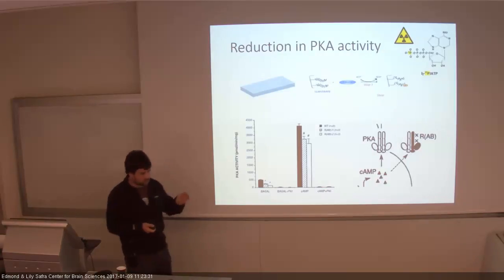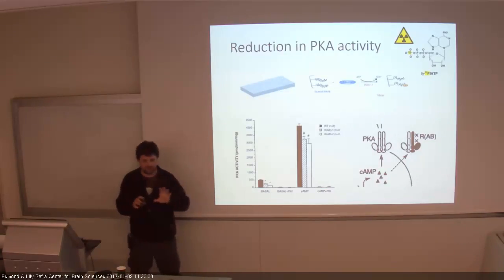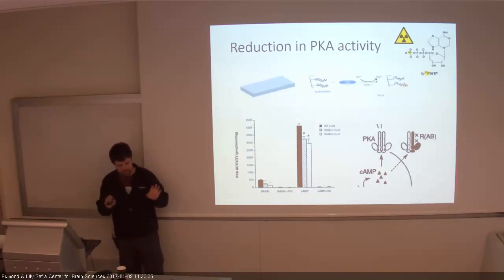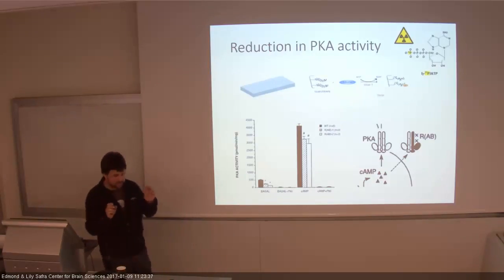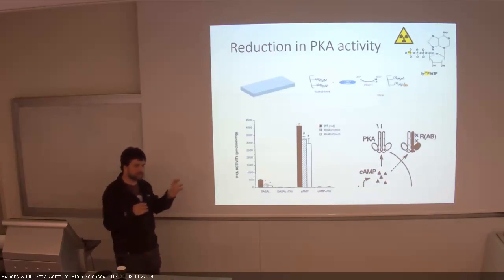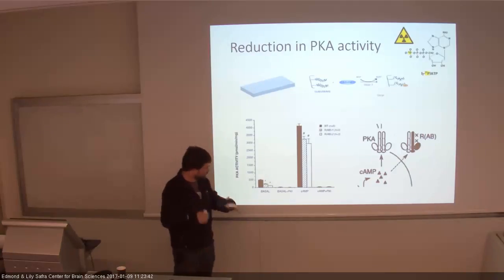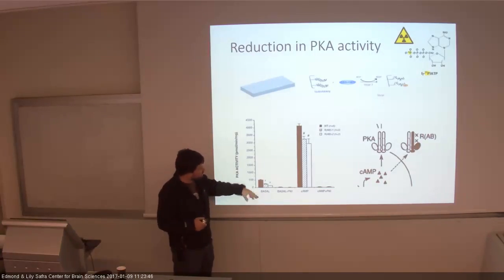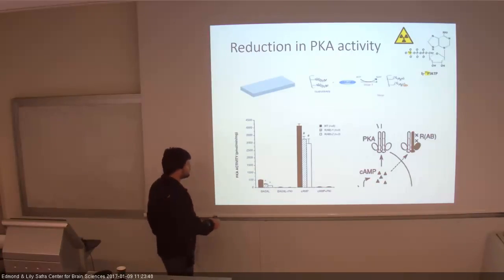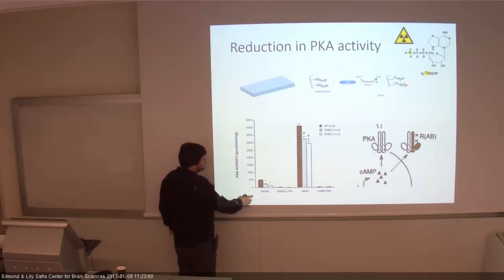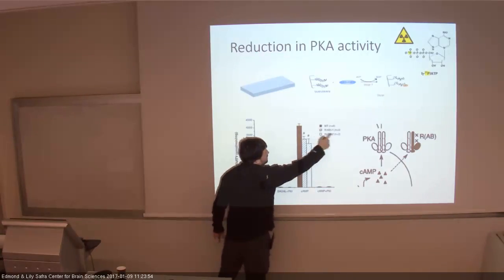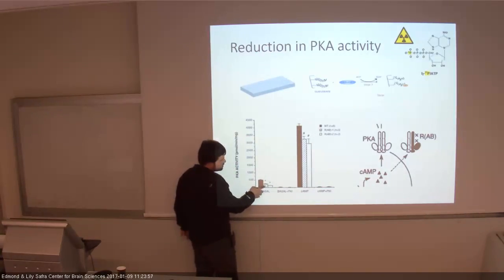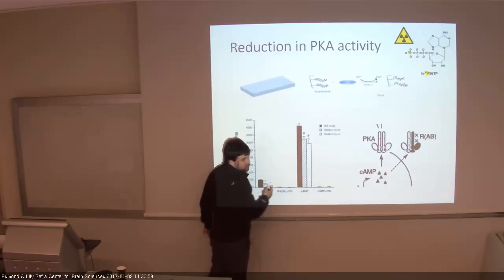Okay, so there is a basal level. Almost everything in the cell is not all or none. So we always have a basal activity, which is actually what you see here, of this kinase. And what you can see is that relative to the wild type, the activity of the enzyme is lowered in both of the lines that they generated.